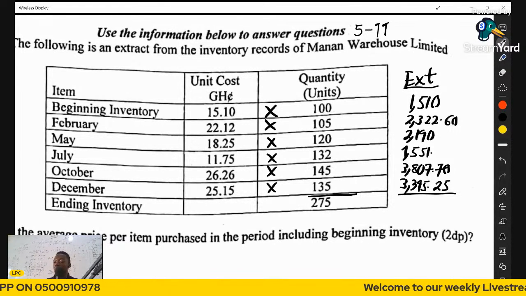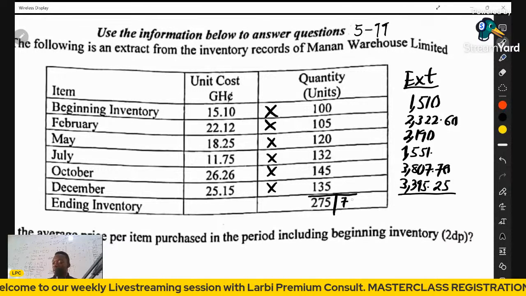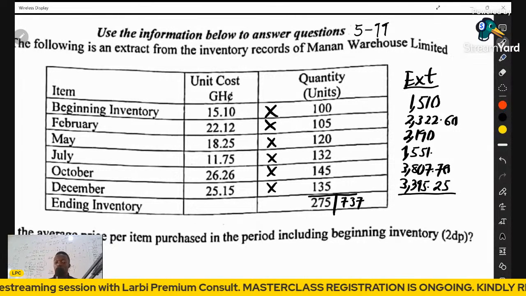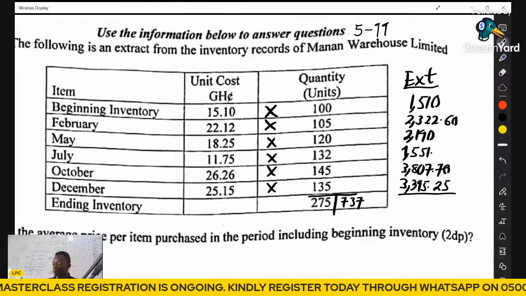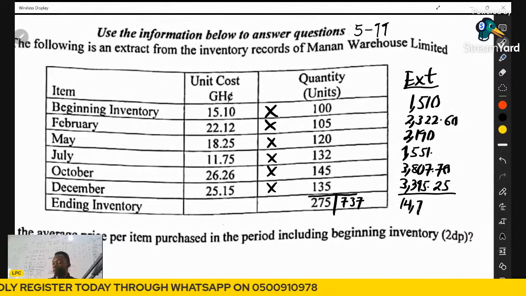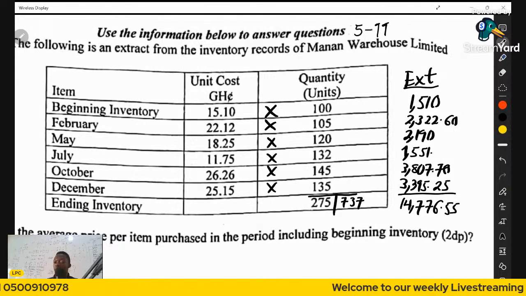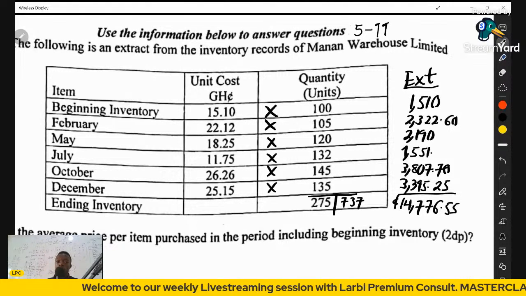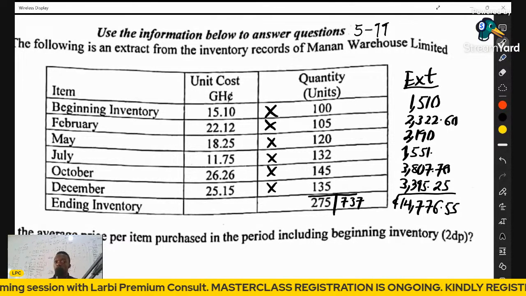So when I sum up 100 plus 105 plus 120, 132, 145, then 135, I had a figure of 737. That's what I'm getting as my total quantity. And when I also sum up the total extension, I had a figure of 14,776.55. That's 14,776.55 Ghana cedis. We are dealing with Ghana cedis. So that is what you get for your total extension and your total quantity under consideration.